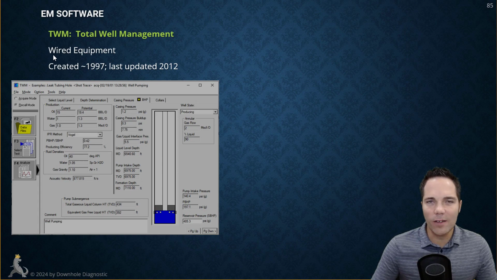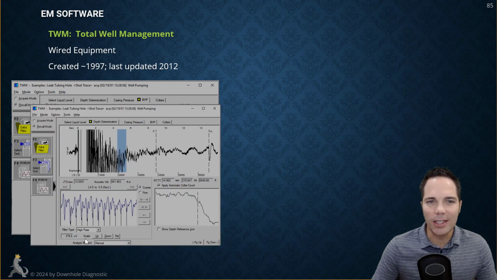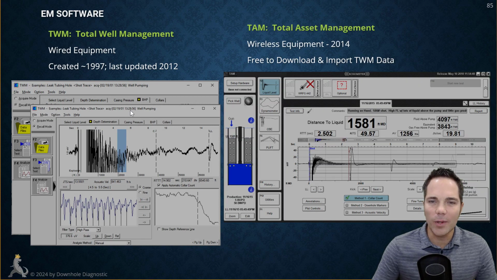So this is the standard software with the wired equipment. It was created around 1997. It was last updated in 2012, so we're looking at about 12 years ago. Here's what the display looks like, and you can do all sorts of things in this software. There's lots of features. It's just not user-friendly. So here's what a fluid level shot looks like, and I will show you some demonstrations in Section 9 when we talk about Echometer equipment and software. If you're interested, you can jump to Section 9 and come back here if you want to get a feel for the Echometer software, both the TWM and the new software, TAM, and I'll show you how to build a well file and how to use all the different features in both.